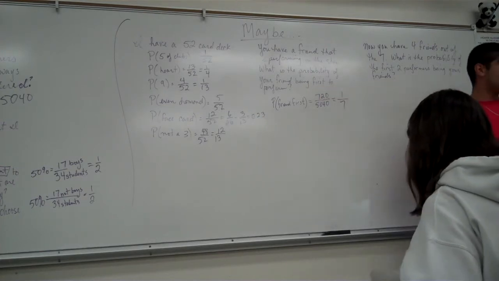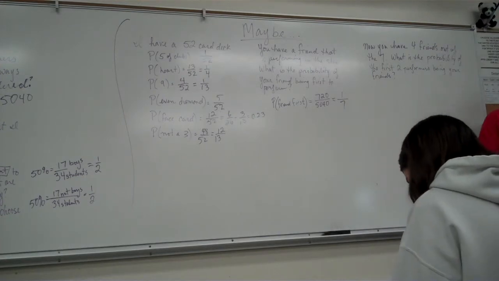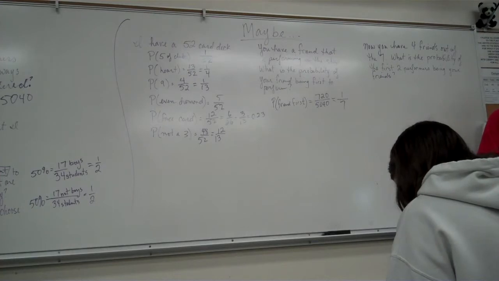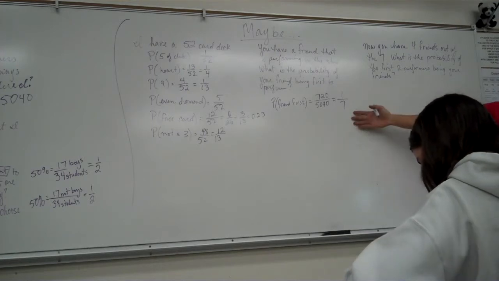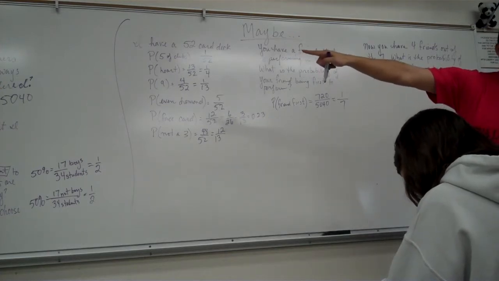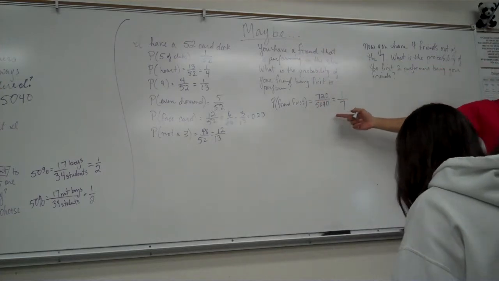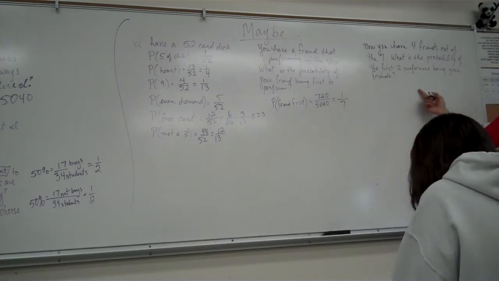Is that just 6 factorial? 720 is 6 factorial, yes. Would that be a permutation or a combination? This would be a combination. That would be a permutation because their order matters. Here, order doesn't matter. We're just picking one to be in a certain spot. It'll make more sense when we do this one.